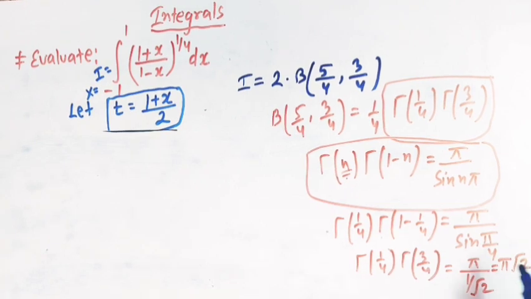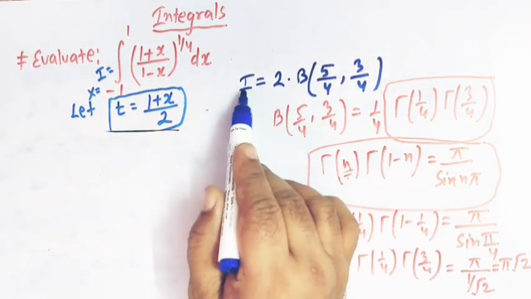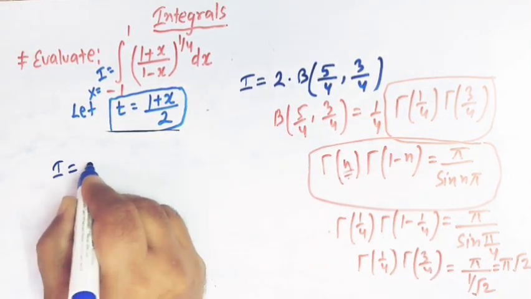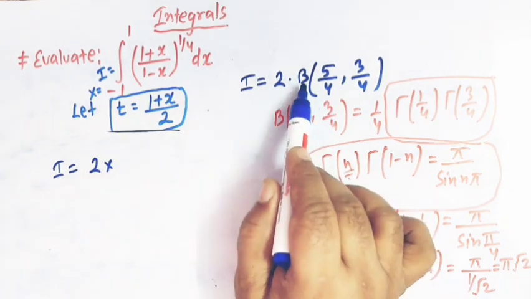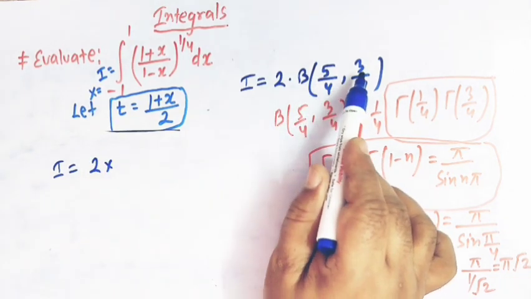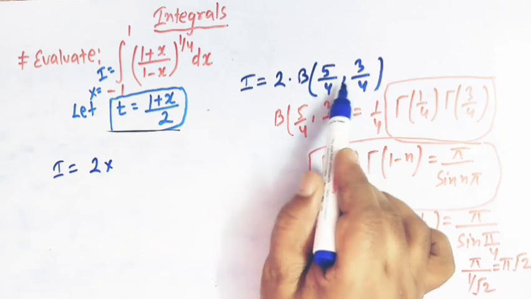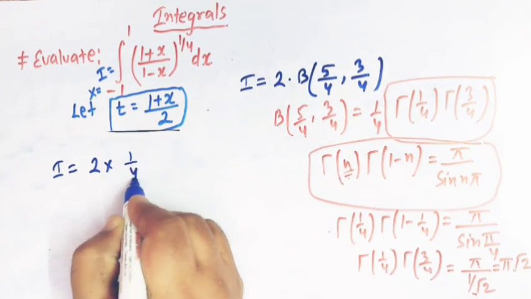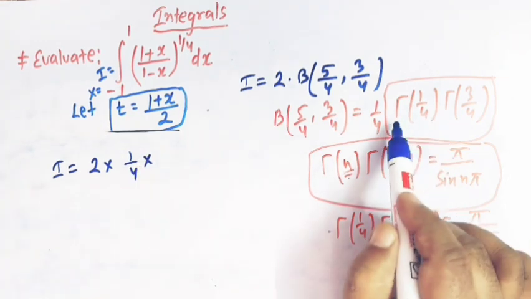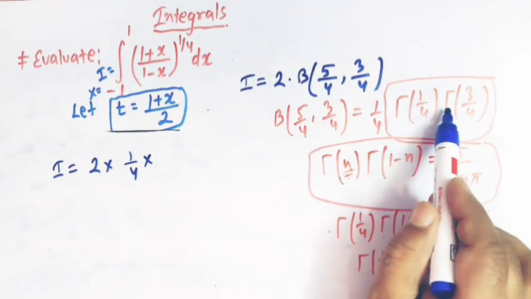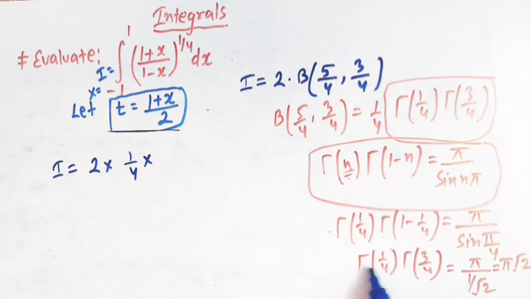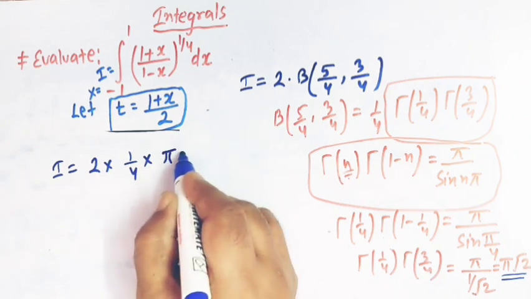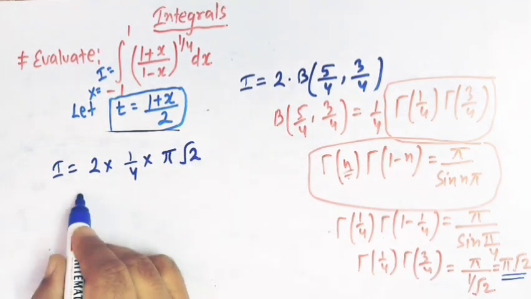So viewers, now we can write this integral I as 2 times beta of 5 by 4, 3 by 4, that is equal to 1 by 4 times gamma of 1 by 4 gamma of 3 by 4, and gamma of 1 by 4 gamma of 3 by 4 is equal to pi times square root of 2, right? So here we have pi times square root of 2.